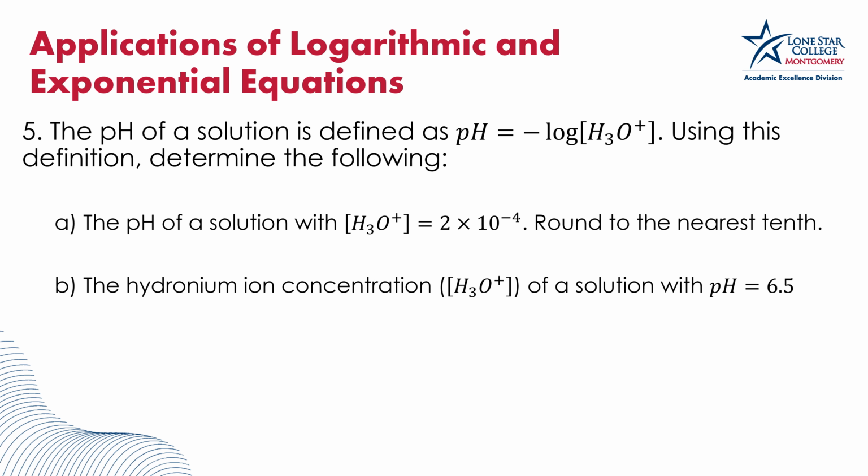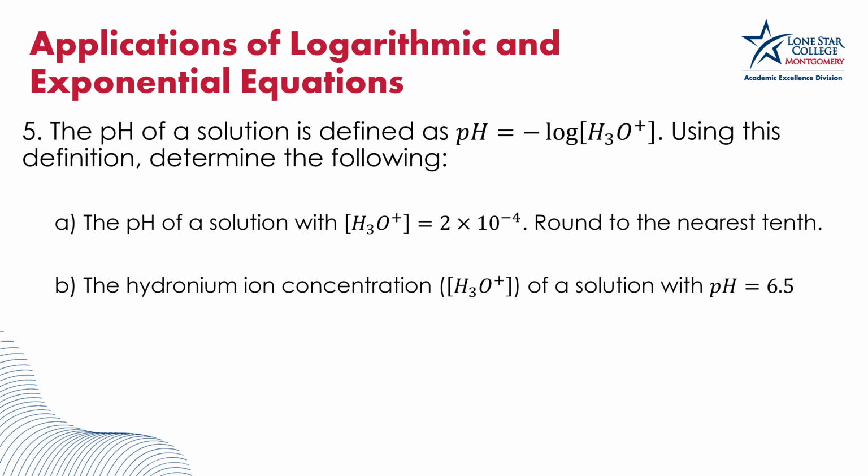So another common application of logarithmic and exponential equations is looking at the concentration of certain solutions. This is often used in classes like chemistry. So we have an example here. The pH of a solution is defined as pH equals negative log of H3O plus. So using this definition, let's determine the following. Part A says the pH of a solution with H3O plus equals 2 times 10 to the negative 4. We want to round to the nearest tenth.